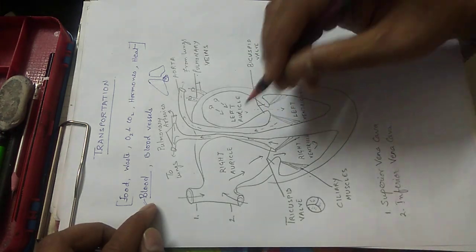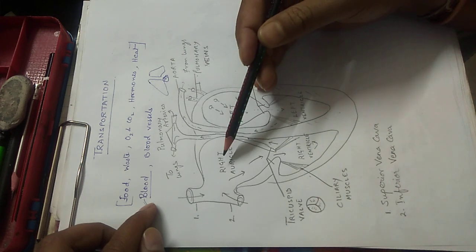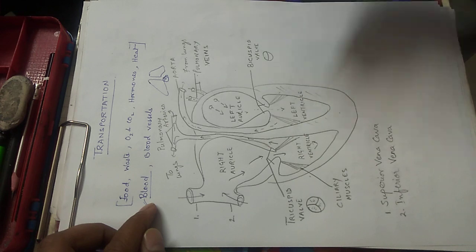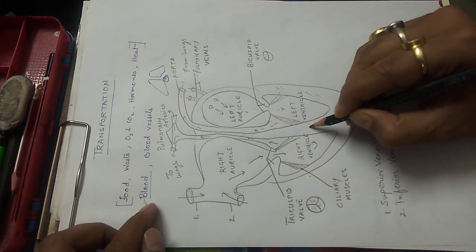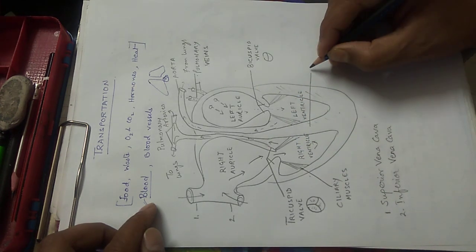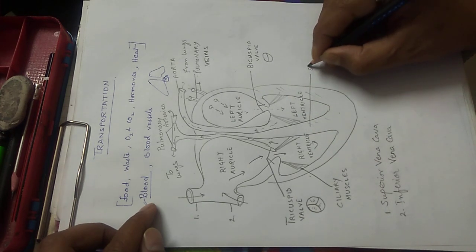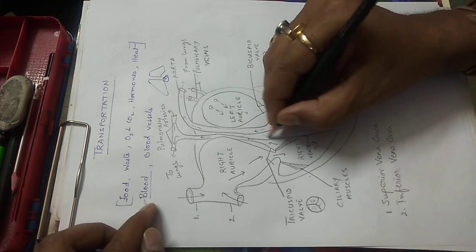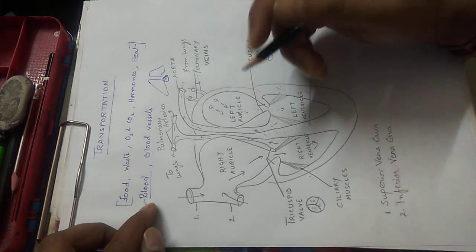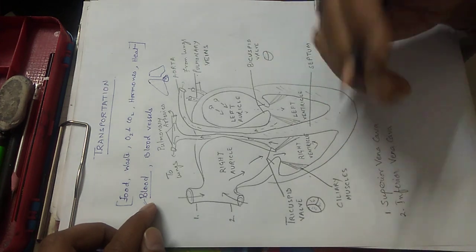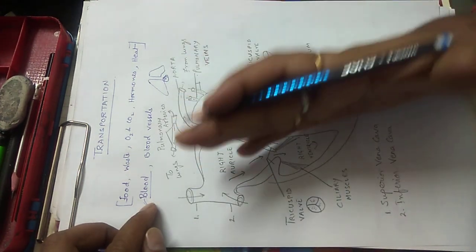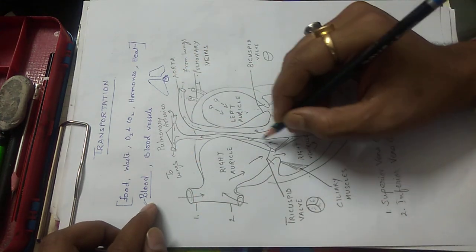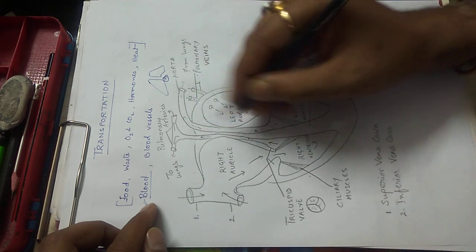Okay, so what we find is that on the right side deoxygenated blood is flowing, on the left side oxygenated blood is flowing, and the mixing of both bloods is prevented by a muscular wall. This muscular wall is called the septum. Now this partition has a lot of significance. I'll be telling you in a later video what is the advantage of the oxygenated and deoxygenated blood being separated.